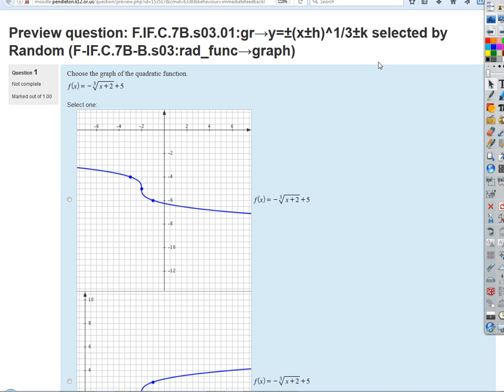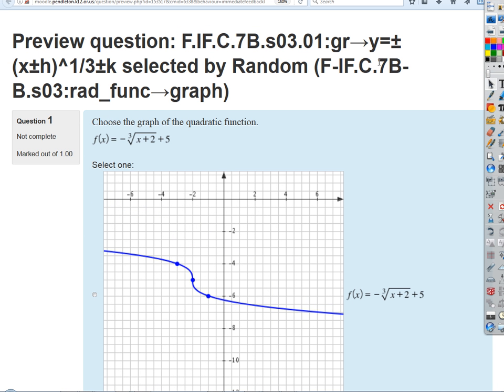Okay, so here's the goal this time. The goal this time is to take the function that they're giving us and graph it, or select the right graph. So how would we do that? We're given this function.